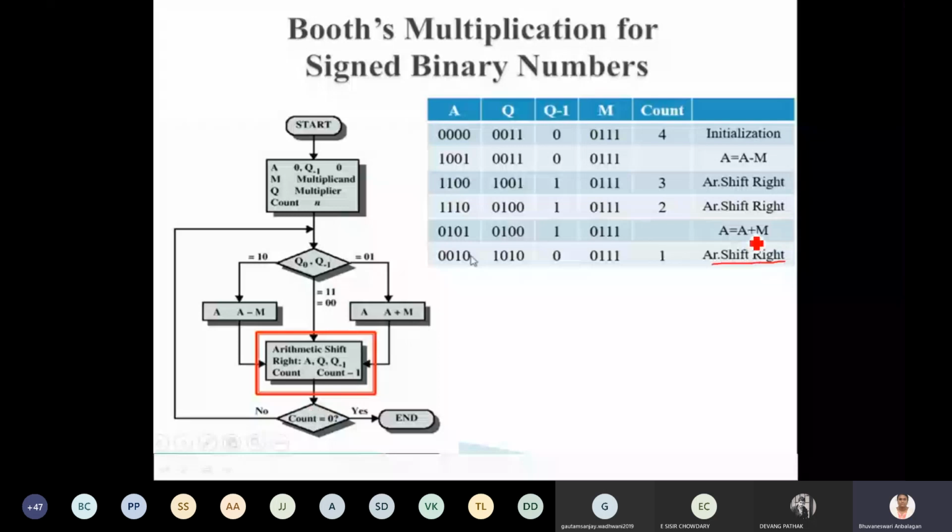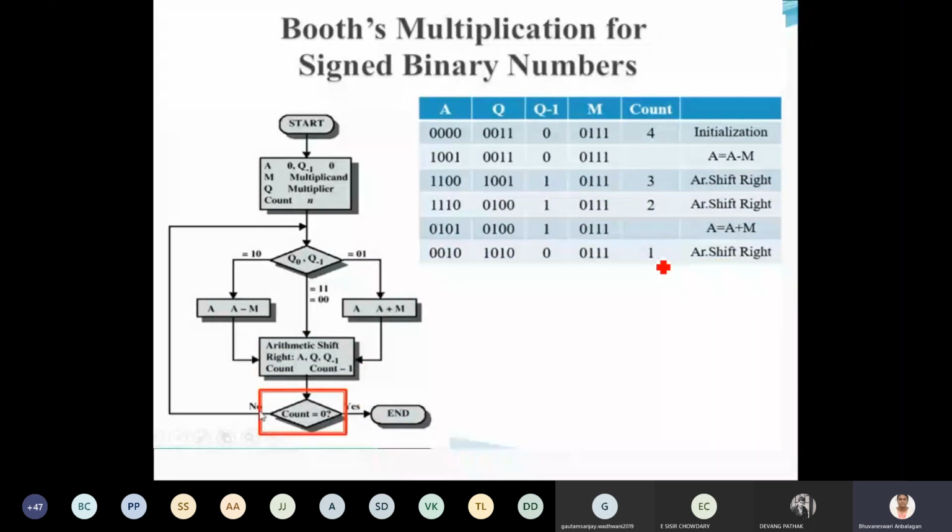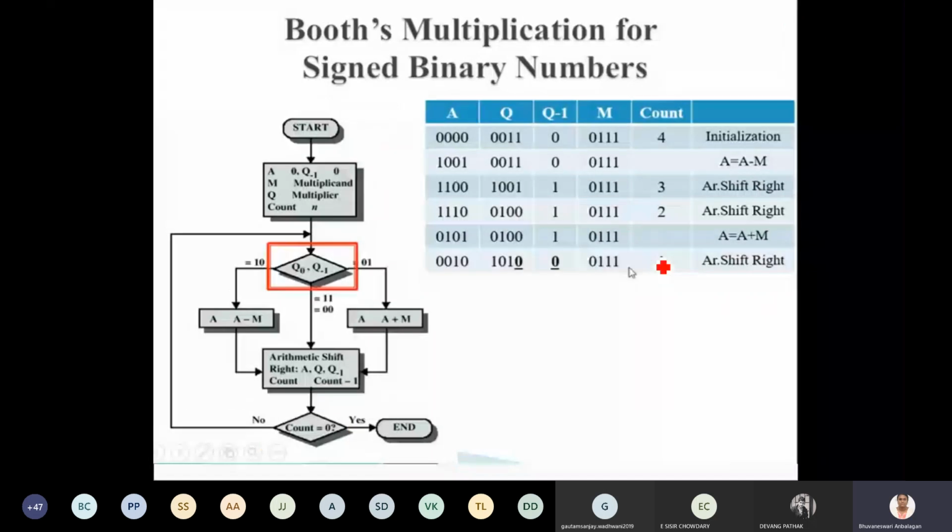Here, the operations that you are performing should be mentioned for clarity. I'm just going to do this arithmetic shift over here, and I'm going to discard the last Q minus 1. Then I'm going to decrement the value of the count register. Count is going to be 2 minus 1, 1. It is decremented by 1. Again, I am checking whether count is equal to 0. No. So again, it will go up, and it will check for Q0 and Q minus 1, which is 0, 0.